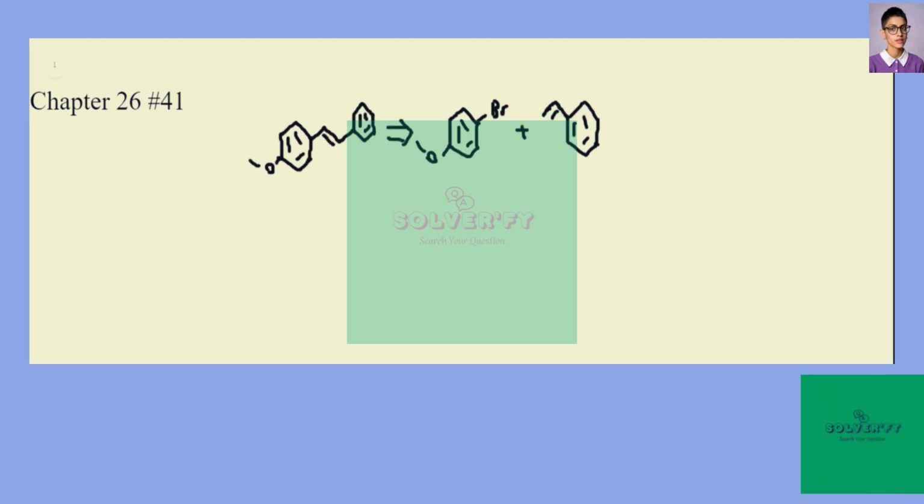This is the answer to Chapter 26, problem number 41 from the Smith Organic Chemistry textbook. This problem asks us to devise a synthesis of each of these two compounds using a Heck reaction as one of the steps. We're told we can also use benzene, CH2CHCO2Et, that unsaturated ester, and organic alcohols having 2 carbons or fewer, and any inorganic reagents.